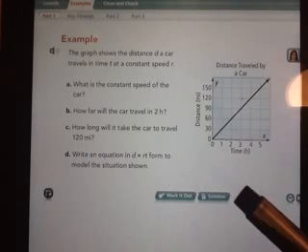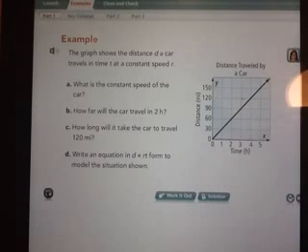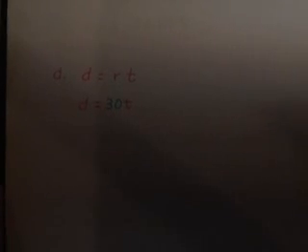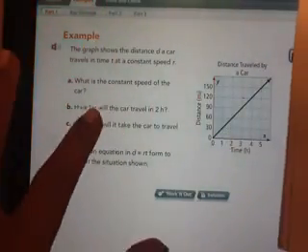Now on the D part, it's wanting us to write an equation in D equals RT form to model the situation shown. This is what you guys learned last year called DIRT. R is just represented as your unit rate, and we found our unit rate to be 30, so you plug in 30 for R and you'll have D equals 30T. That's our first example. Moving on to example number 2.